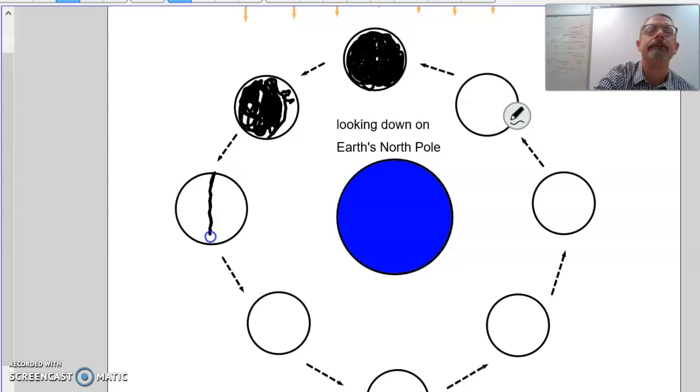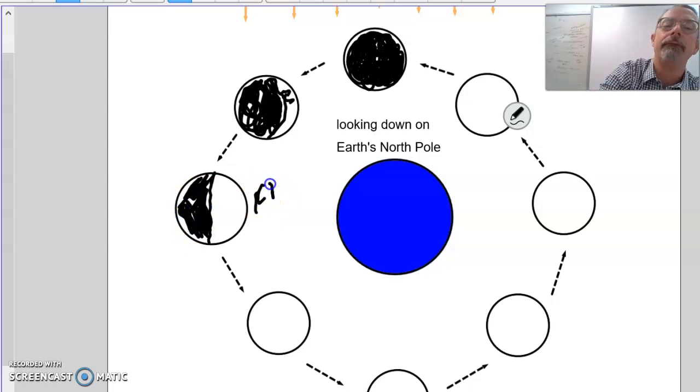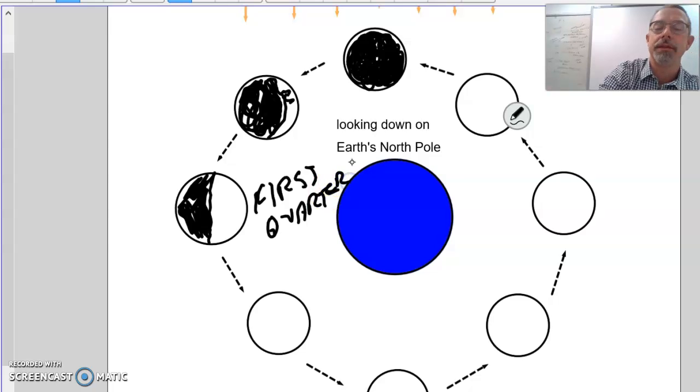Right here, this is going to be what we call a first quarter moon. Okay, so I'm going to call this first quarter. Part of the deal is that we're 1/4 of the way through this cycle, and it's also going to be a quarter moon because you're going to see only 1/4 of the moon, so that's why we call it a quarter. We're still going to be increasing in daylight, so this right here is going to be a waxing gibbous.